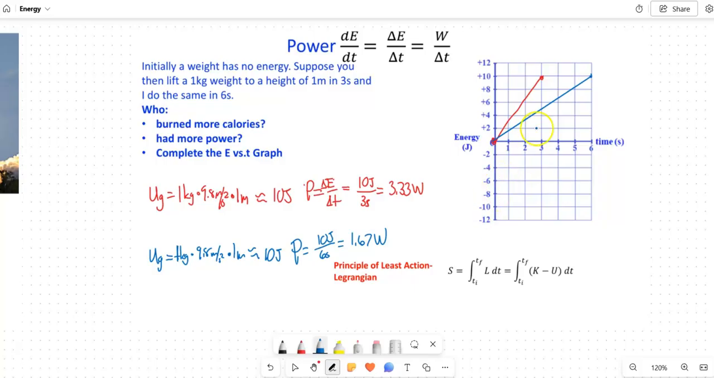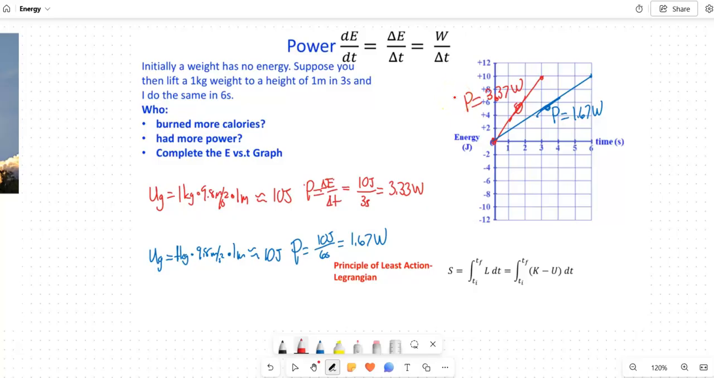If you look at this, I'm doing it over a longer period of time. And if you look at the slope here in energy versus time, that is power. This slope right here, at any point in time, that slope is power. And that for me is 1.67 watts. And your slope is going to be, so this is your slope, straight line, any point in time. So your slope is going to be your power, which is 3.33 watts.